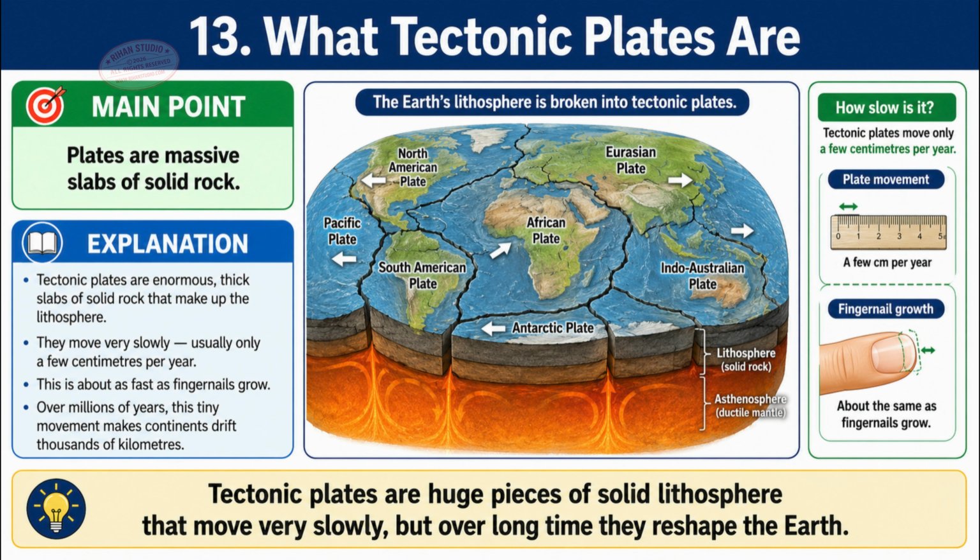What tectonic plates are? Plates are massive slabs of solid rock. They move very slowly, usually a few centimeters per year. Tectonic plates are enormous, thick slabs of solid rock that make up the lithosphere. Although they are massive, they move extremely slowly, only a few centimeters each year, roughly the speed at which your fingernails grow. Over millions of years, even this tiny motion adds up to continents drifting thousands of kilometers.